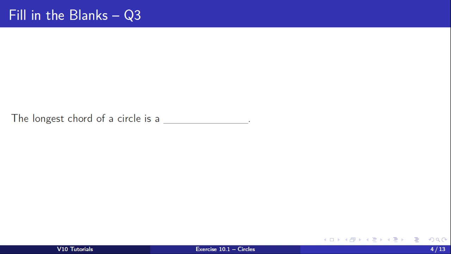Question number 3. The longest chord of a circle is a dash. Now this I have already spoken about in the previous video. The longest chord of a circle is that which passes through the center. So that is the diameter of the circle. So answer for this would be diameter.